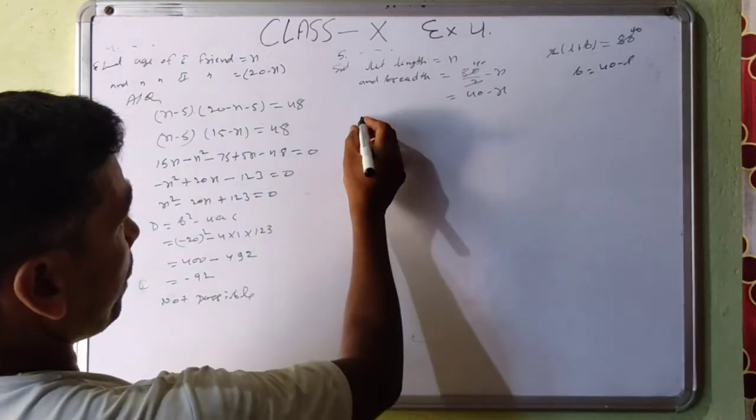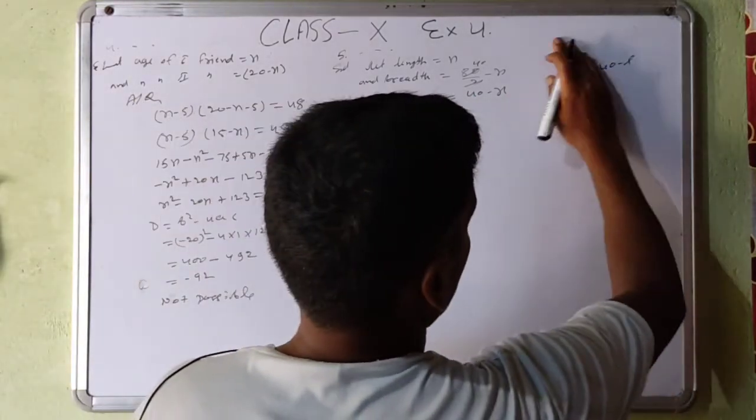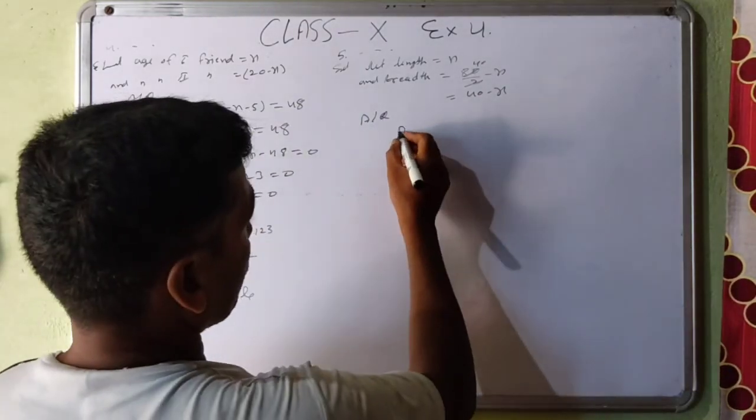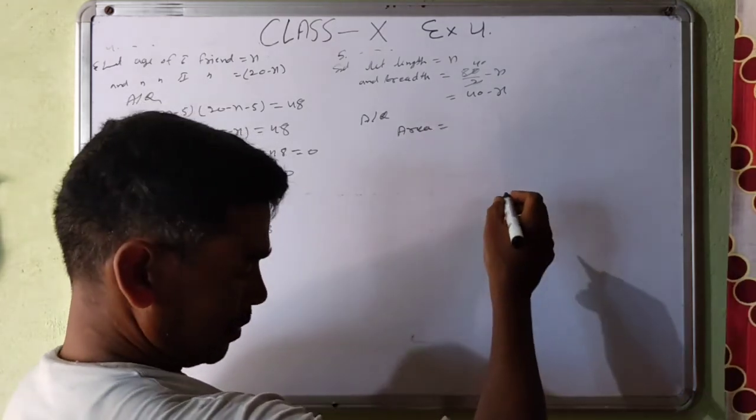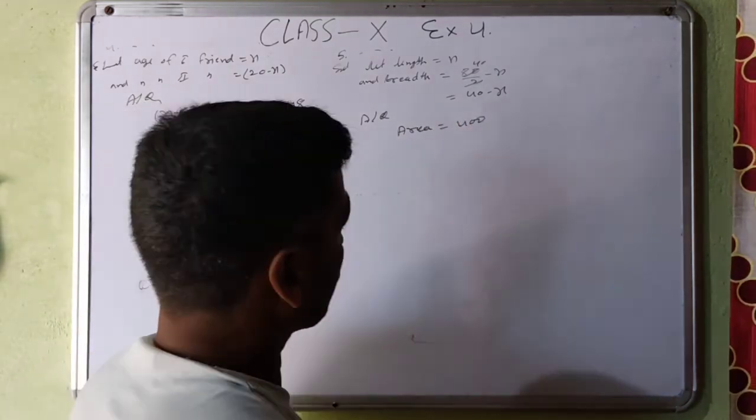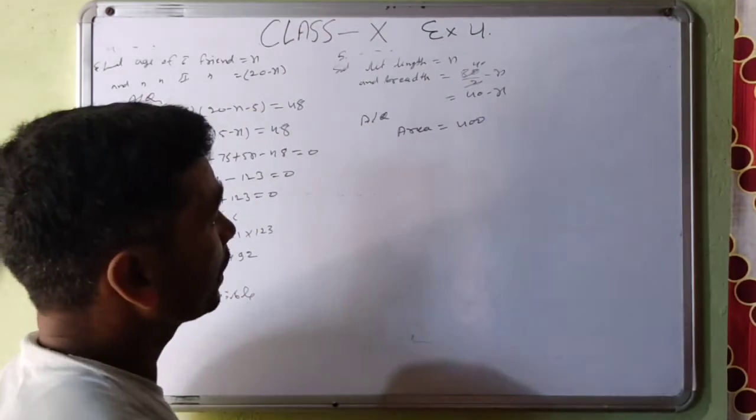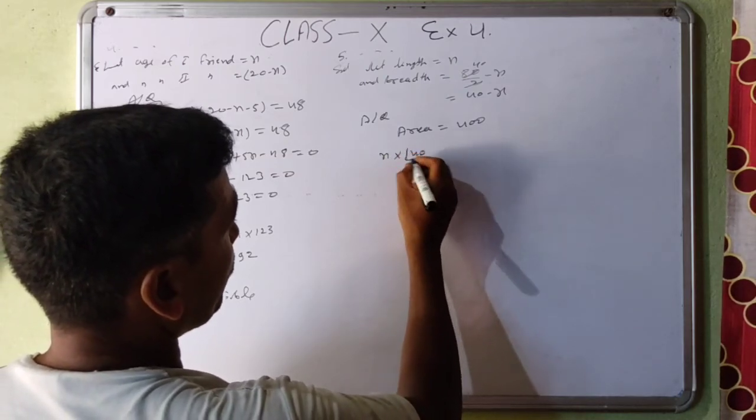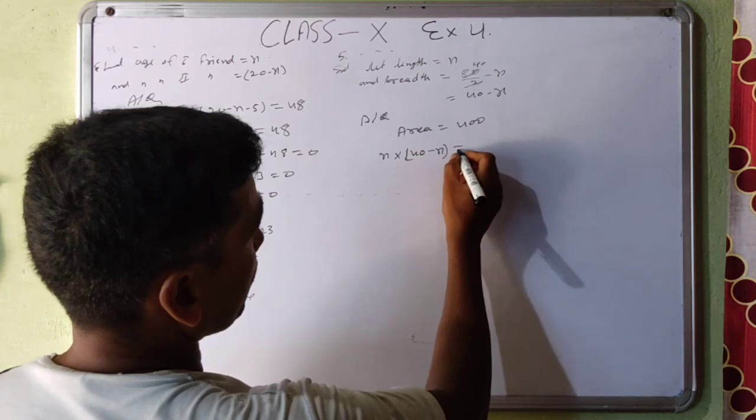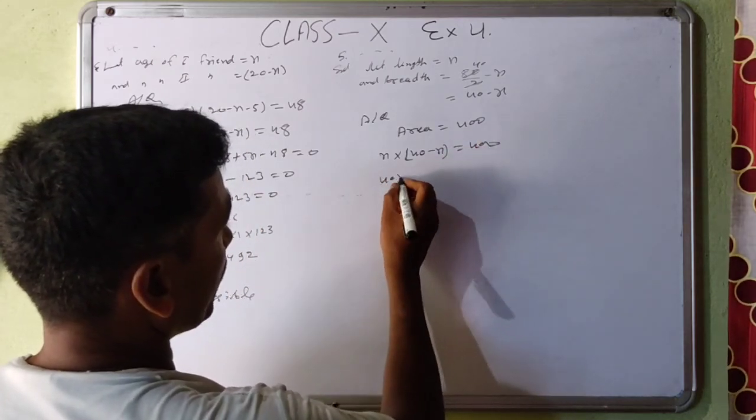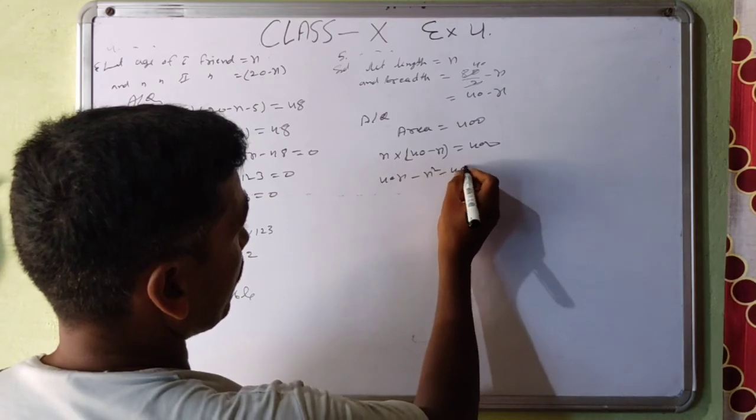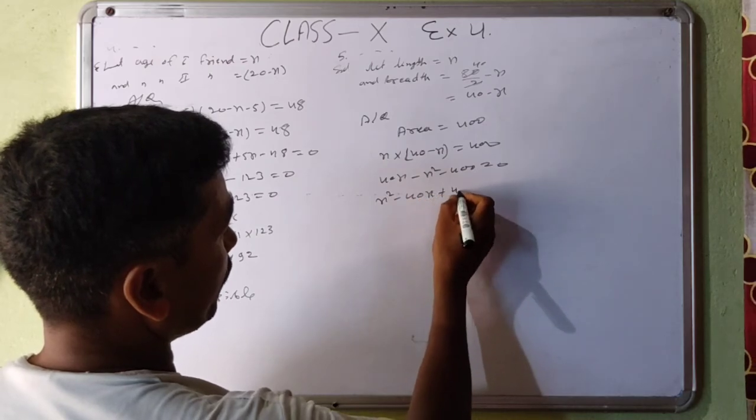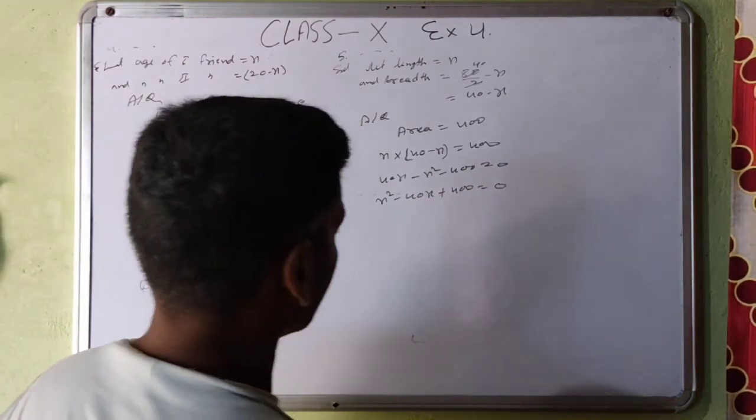So that written here, according to the question, the area is 400 square meters. So we will solve that: area is length multiplied by breadth. So x multiplied by 40 minus x is equal to 400. So 40x minus x square minus 400 is equal to 0. Now we will change the sign: x square minus 40x plus 400 is equal to 0.